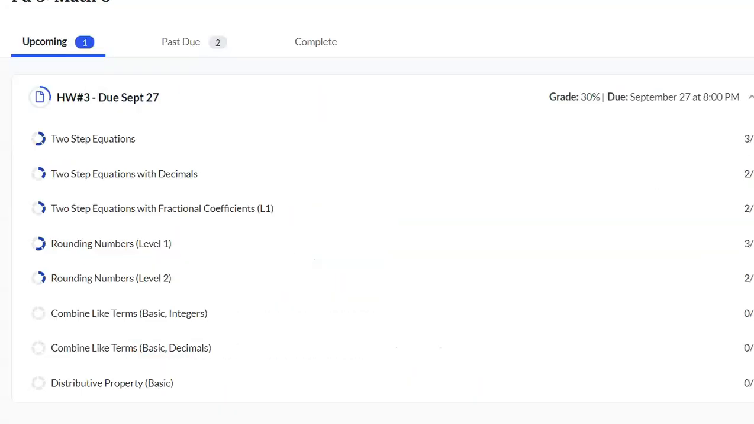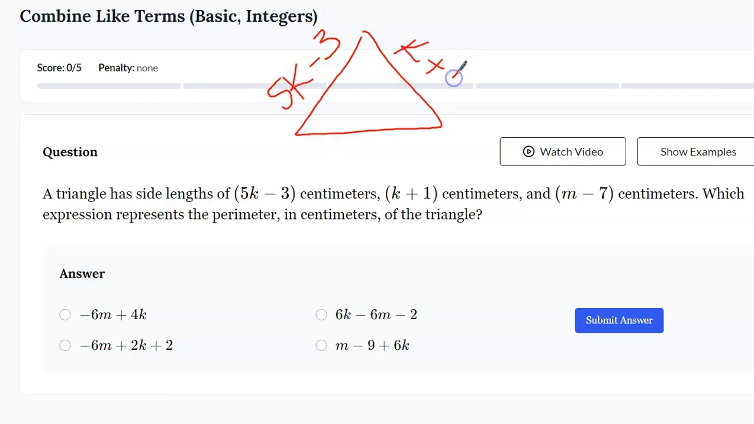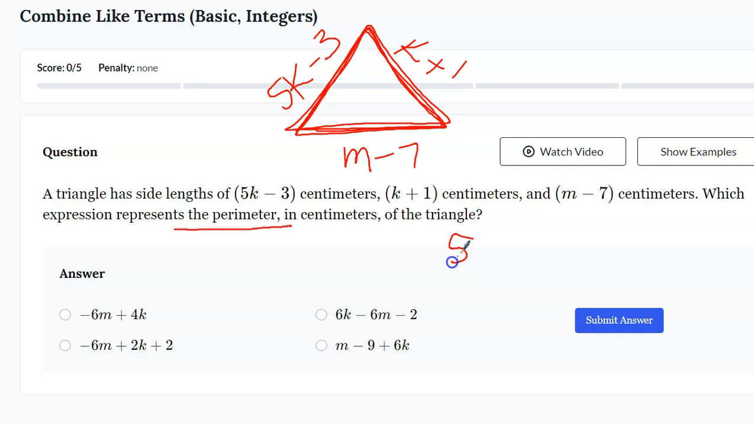All right. Now we're going to move on to combining some terms. When we combine like terms, we can only match letters with like letters and regular numbers with plain regular numbers. So we have a triangle here. It has side lengths of 5k minus 3, k plus 1, and m minus 7. Which expression represents the perimeter? That means we add up all the sides to go around the triangle. So I have 5k minus 3 plus k plus 1 plus m minus 7.